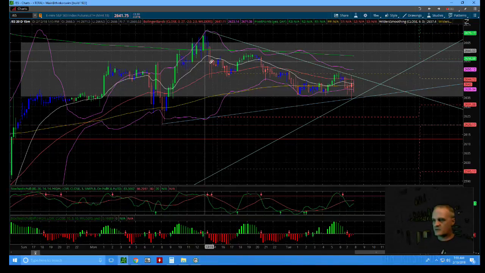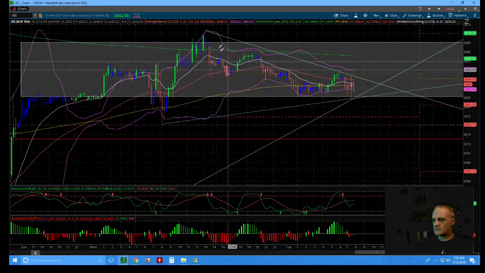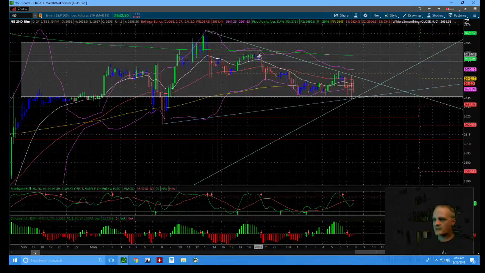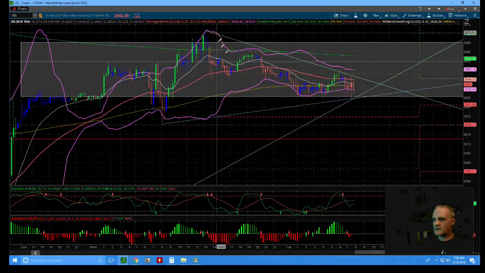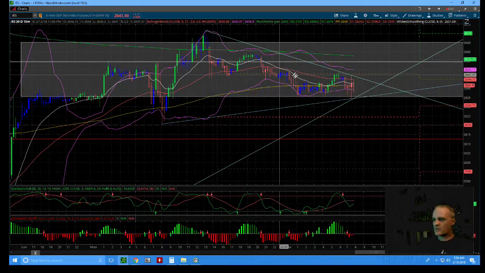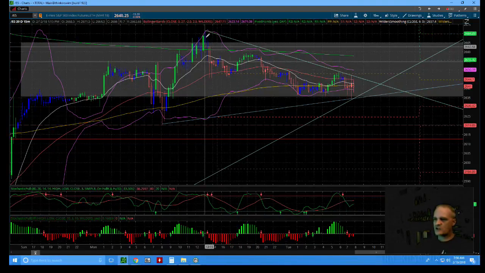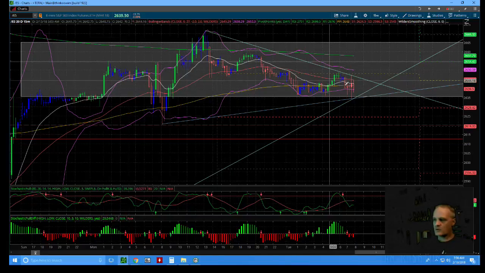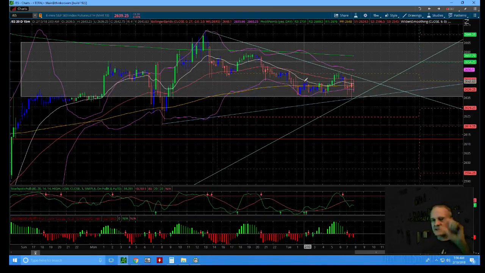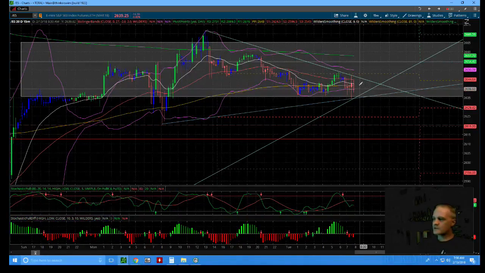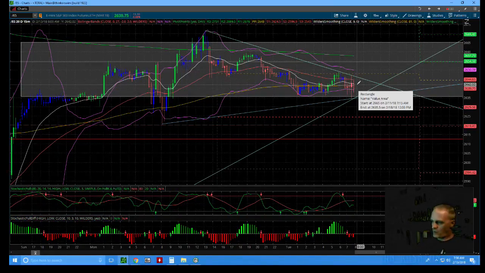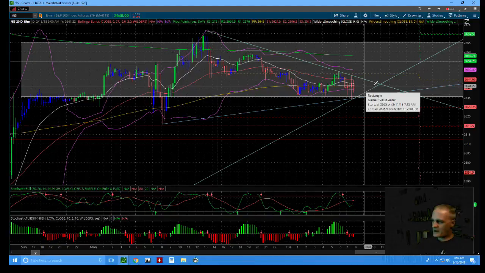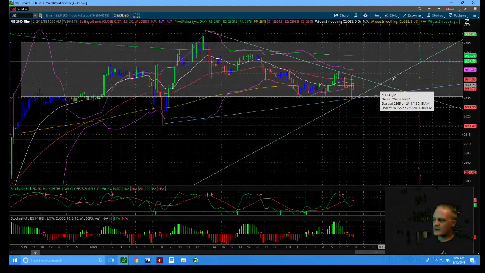So if you see what this is doing right now, I've called this coiling. I don't know if that's a real term. That's what I call it. It's basically trading back and forth here between a range that is becoming narrower and narrower. Price action is being contained. And eventually it's going to get to a point, almost like a coiled spring, where that coiling is so tight that it has to break out.